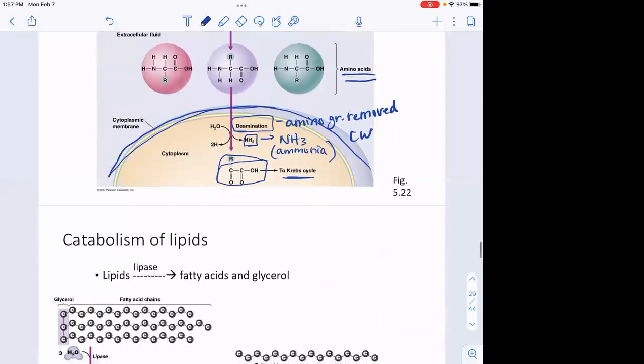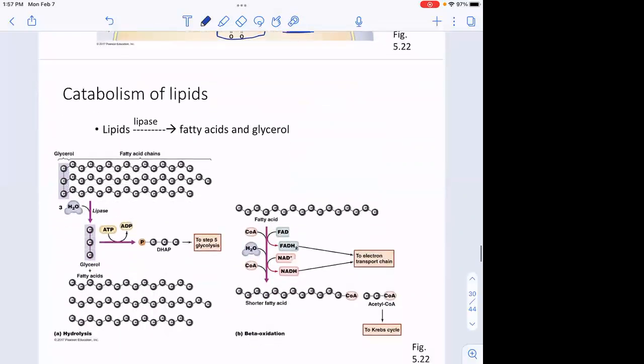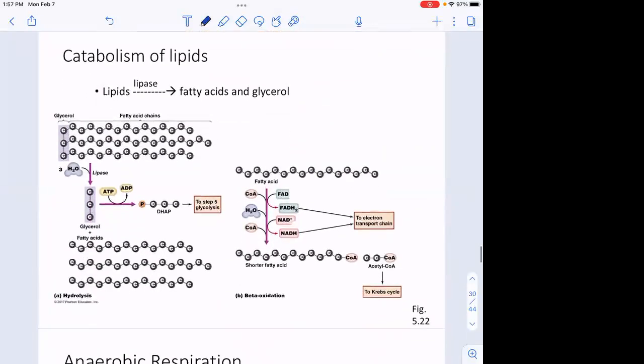What if a bacteria wants to break down lipids? Once again, this is an extracellular enzyme that we're going to test in lab. This lipase is an enzyme that breaks down lipids. Lipids are made of fatty acids and this 3-carbon glycerol. An enzyme that hydrolyzes that is going to cleave this glycerol off from the fatty acids.